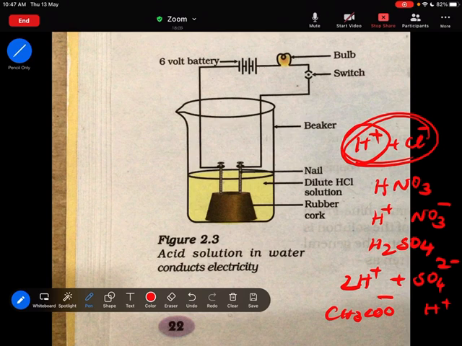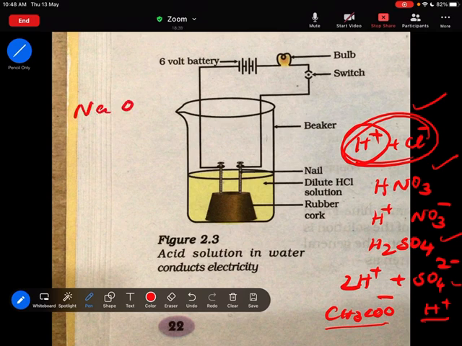If it is acid, for example HCl, H plus and Cl minus ions. If it is nitric acid, then H plus and NO3 minus. If it is sulfuric acid, then 2H plus and SO4 2 minus. If it is acetic acid, CH3COO minus and H plus. So, acids are having ions. You can do this experiment with bases also.